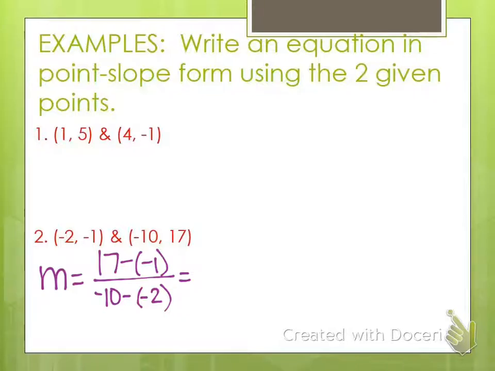What do I get in my numerator? 16. Close. Remember, subtracting a negative means we're really adding one. 18. And what do I get in my denominator? -4. You're right, it would be negative. I think -8 sounds good. You will, of course, want to reduce this. I'm going to pull my negative sign out in front of it. You don't have to do that, it's just good practice. These are both divisible by 2, so that gives me 9/4. Negative 9/4 is my slope.